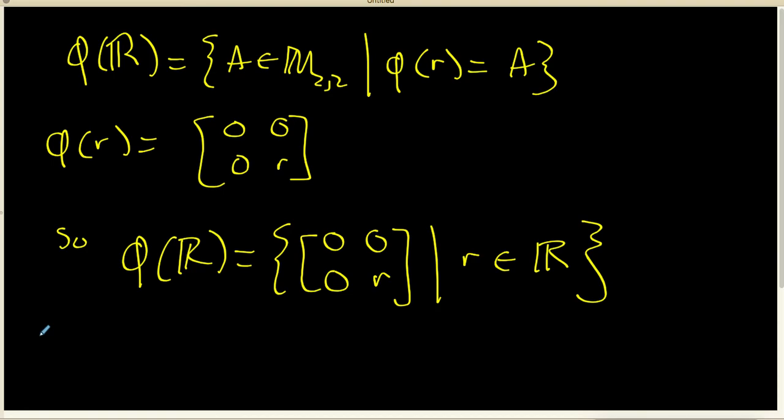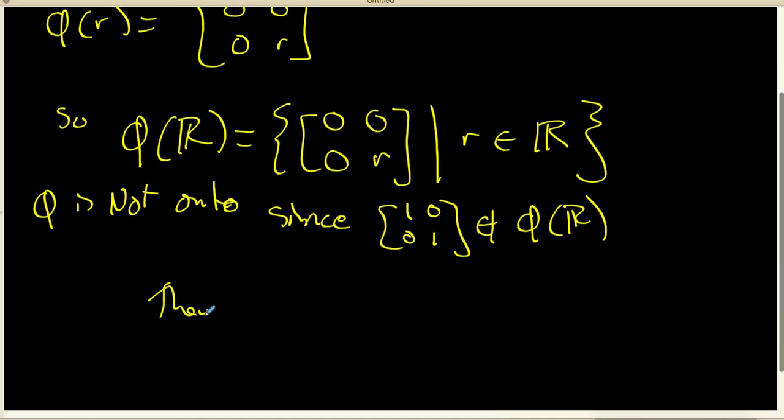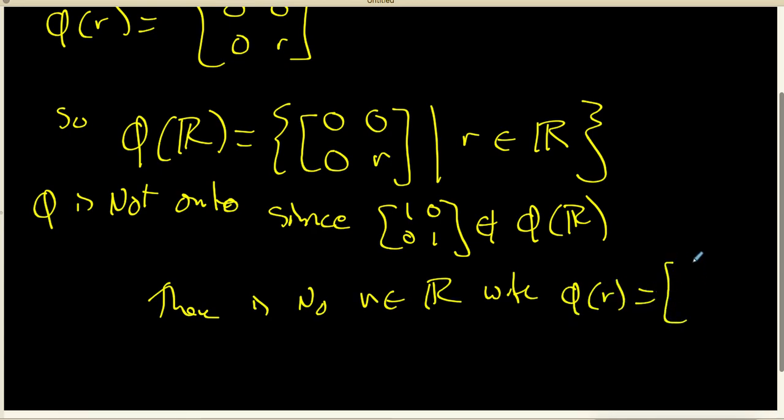It's important to note in this case that phi is not onto, since the identity matrix is clearly not inside the image of R. There is no r inside R with phi of r equal to the 2 by 2 identity matrix. And hence we know that phi is not going to be onto the whole ring of matrices. And that ends this video.